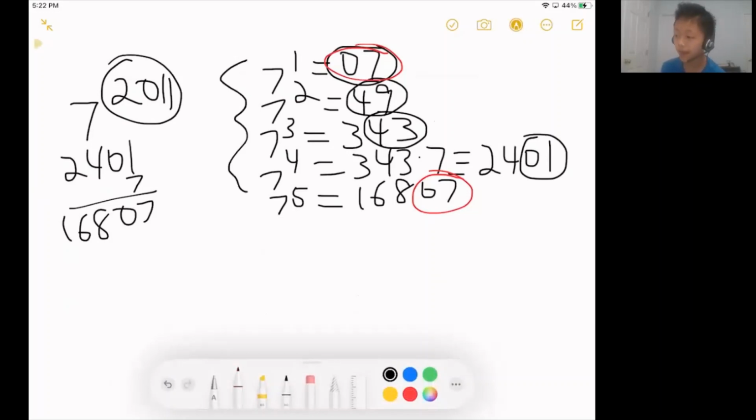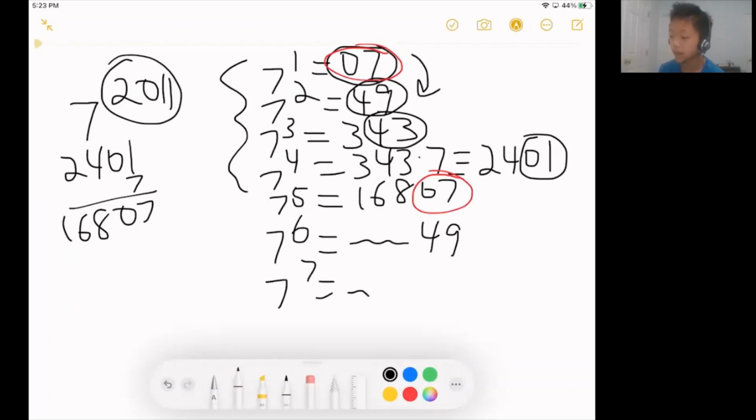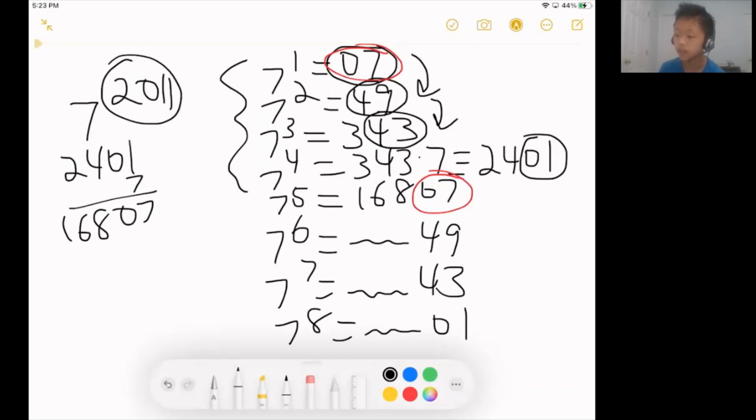And so now we can solve our problem with 7 to the power of 2011. Notice that 7 to the 6, if we continue this pattern, would be some number, and the last two digits would be 49. 7 to the 7, you would have some numbers and last two digits 43. And then 7 to the 8, you would have some numbers and then 01. So it would repeat the pattern 07, 49, 43, 01, 07, 49, 43, 01, and repeat this pattern always.